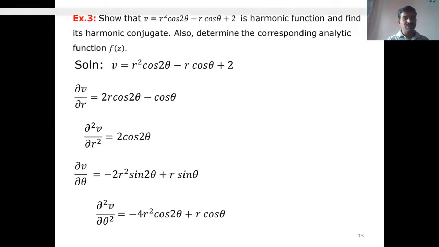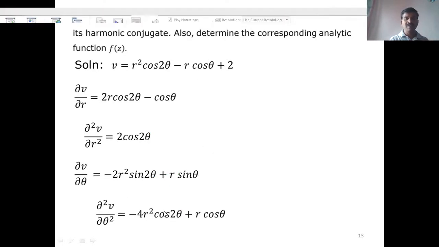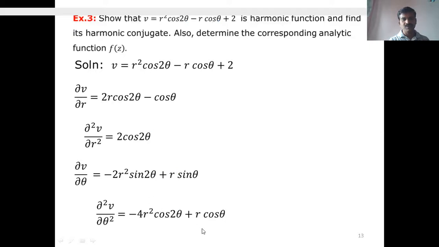Since it is in polar coordinates, we differentiate with respect to r and theta. With respect to r we get this, and we differentiate twice to get dou v by dou r. Differentiating with respect to theta, we get this relation: minus 2r sin 2 theta into 2, and minus r sin theta. Again differentiating with respect to r, we get this relation.